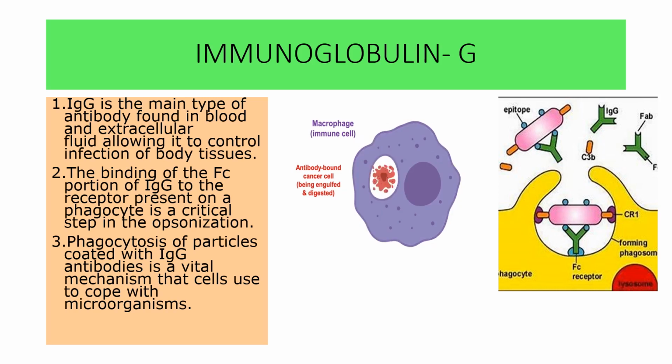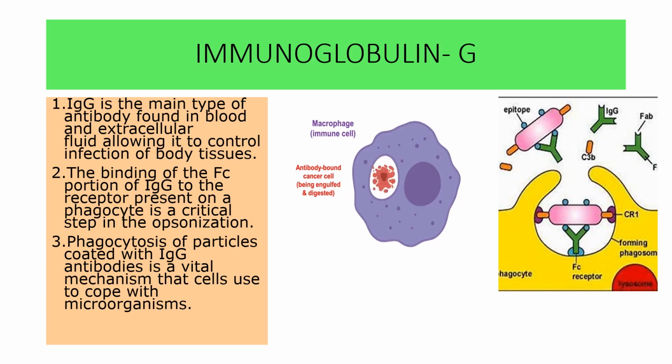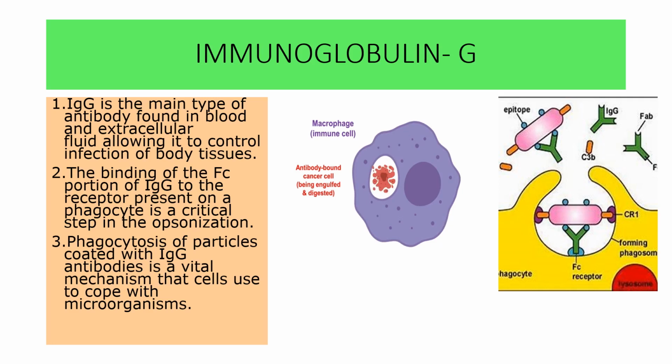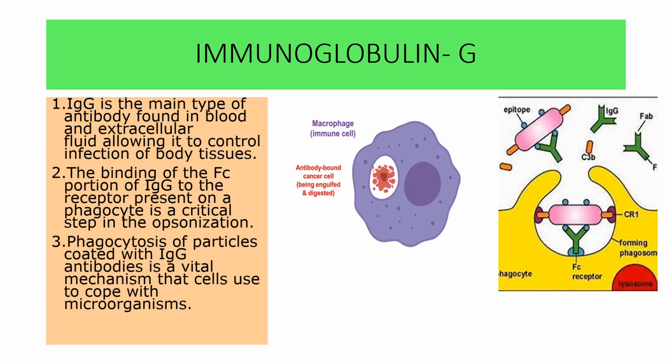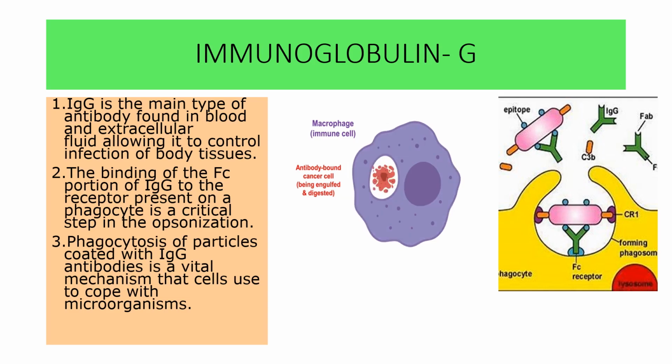So in this animation you can see that the macrophages are consuming the bacteria with the help of the antibody-coated surface. Secondly, in the second diagram, you can see the receptor CR1 is present, with which the antibodies bind and ultimately the bacteria is consumed.